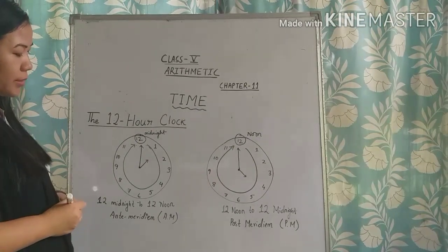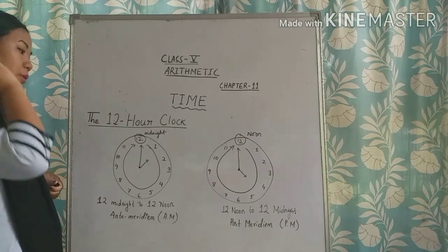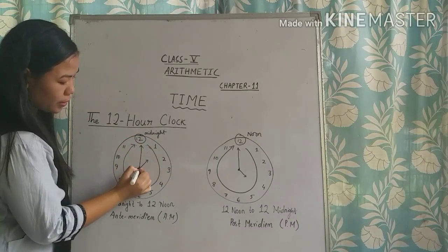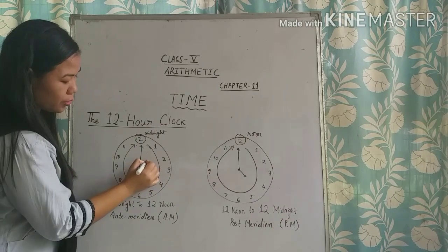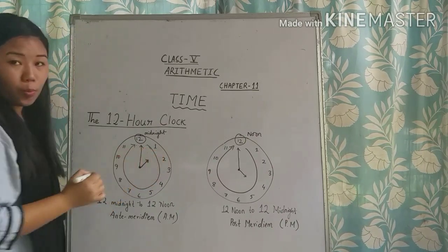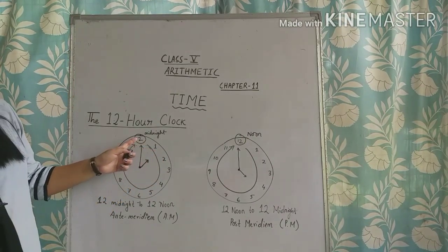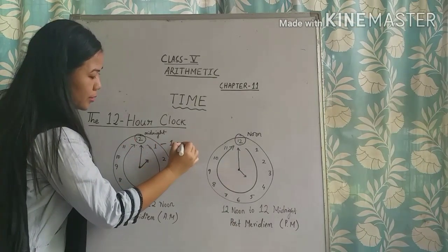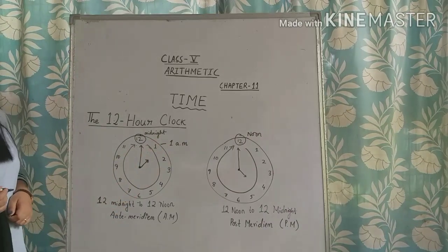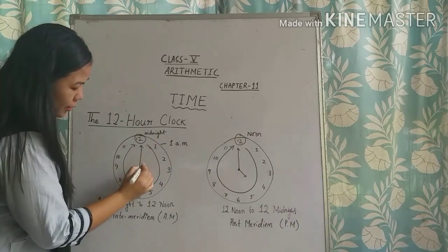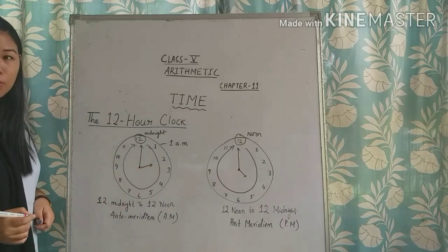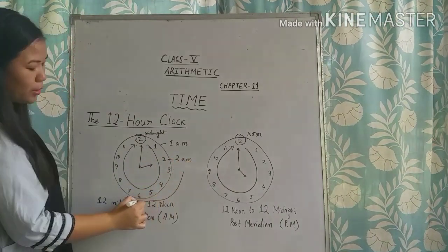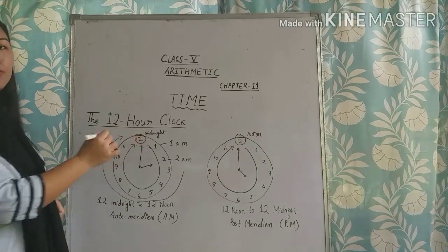Now, to understand better, let me take some examples. After the 12 midnight, suppose the short hand is at 1 and the longer hand is at 12. So this is 1, we will say 1 AM. Clear? And if the short hand points at 2, it is 2 AM. So it will go on like that until it is noon.